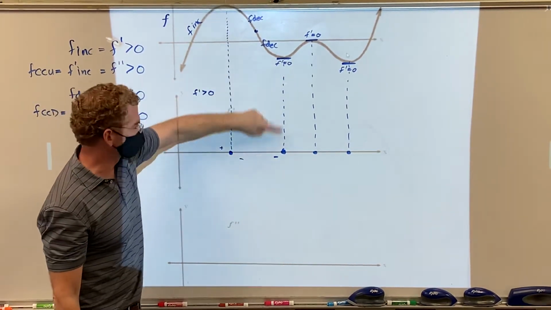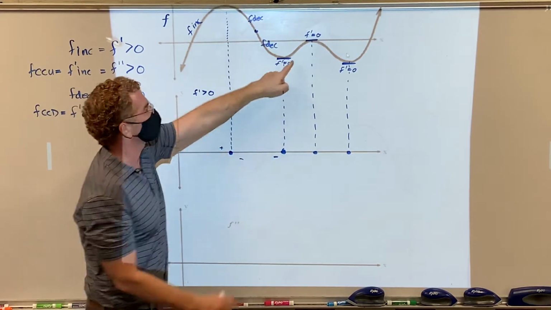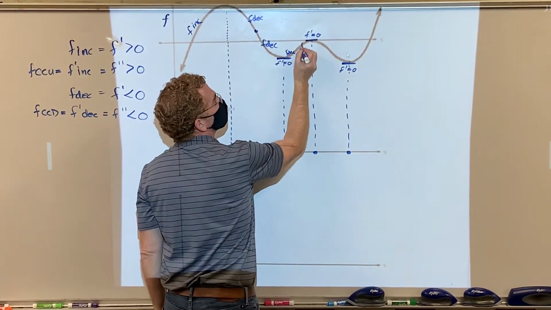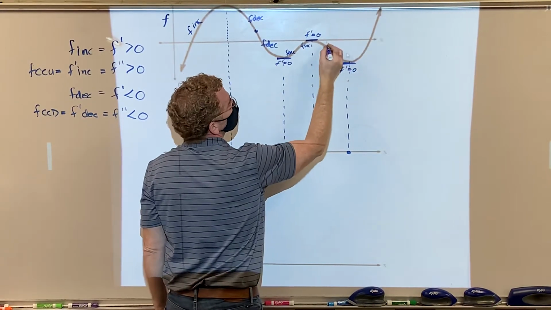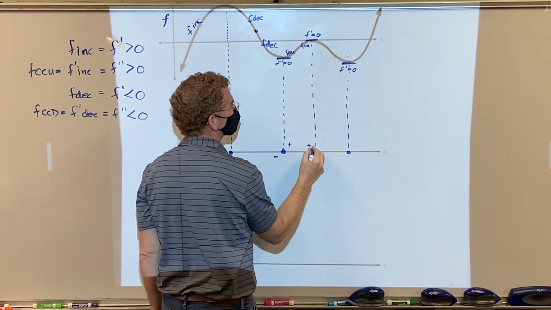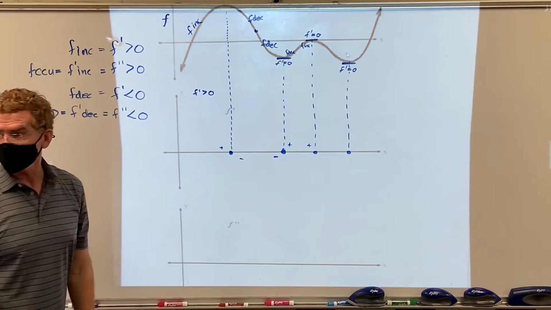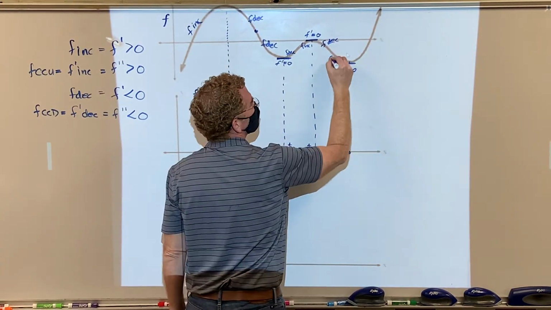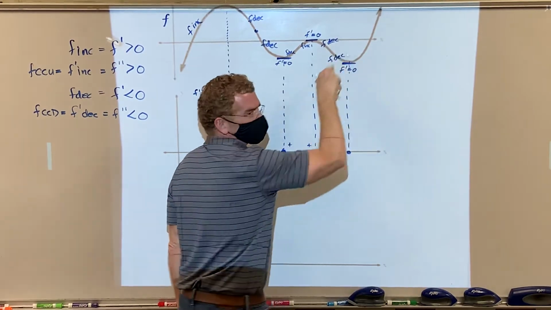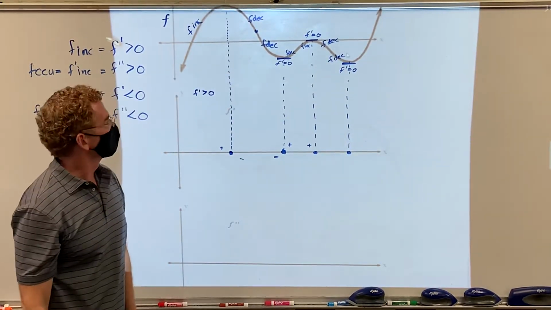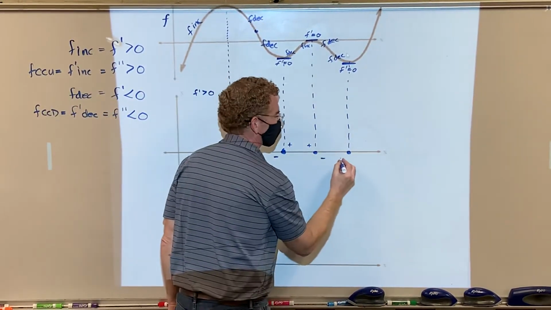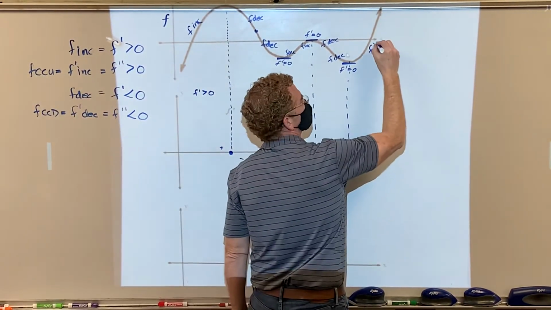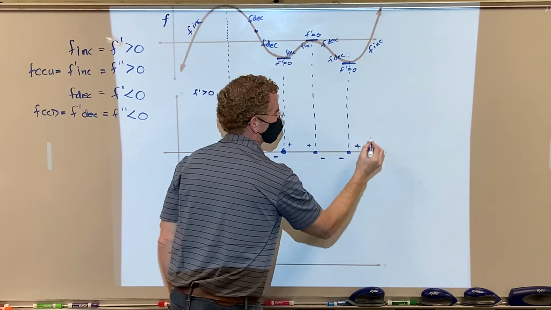And then once it hits 0 again, then what do you have? F increasing. So it's going to be positive through this region, right? And then right here, you've got F decreasing. You're going to wonder in a second why I'm writing it twice, but I'm doing it for a reason. So decreasing means it's negative down through here. And then finally, F increasing the rest of the way, which means it's positive up here.